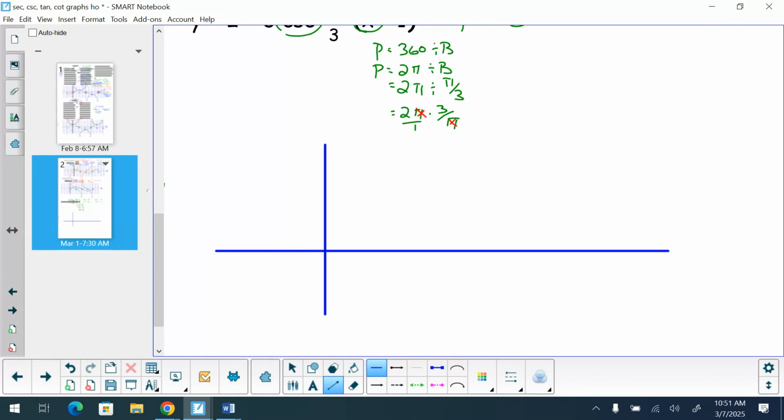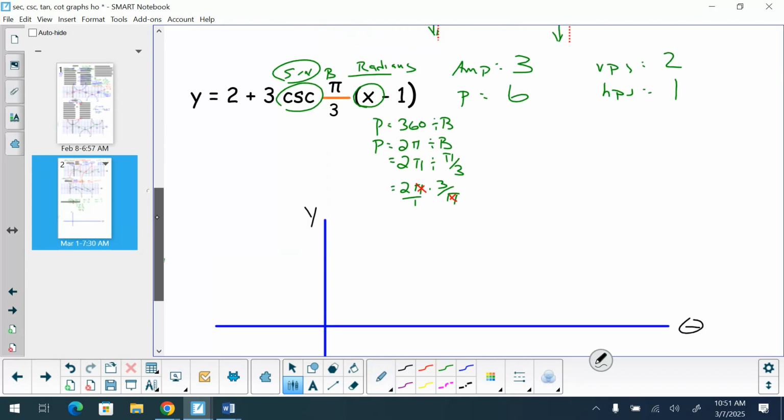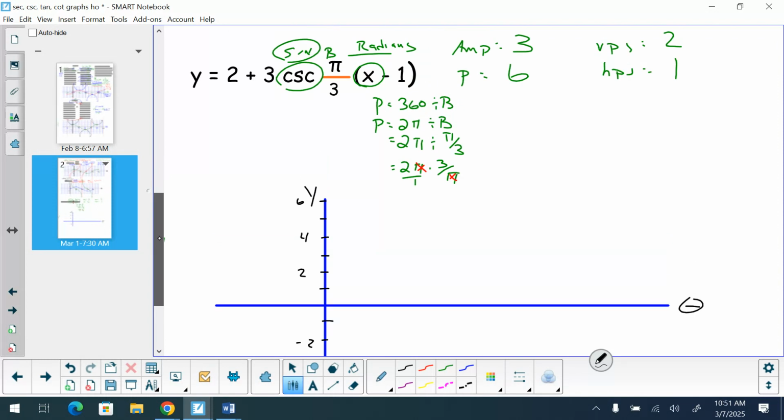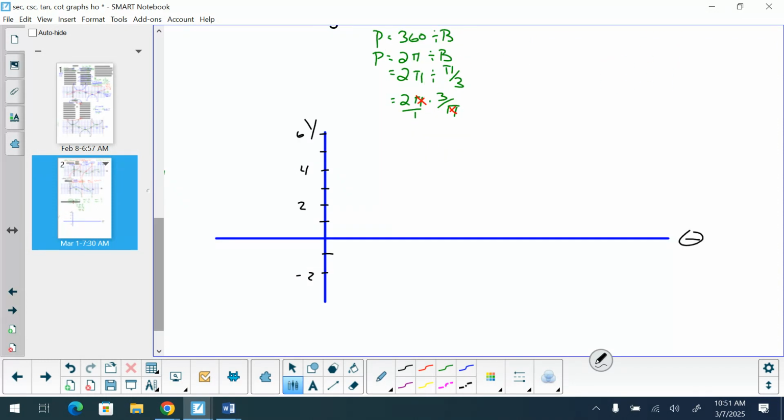Let's see, getting our graph down. But it does work. We have an amplitude of 3, vertical phase shift of 2. We have a period of 6, which means this makes numbers a little bit easier. 1, 2, 3, 4, 5, 6. Once again, the nice thing about dealing with things in radians, numbers get really small. It's a little bit easier, something a little bit more comfortable for us.